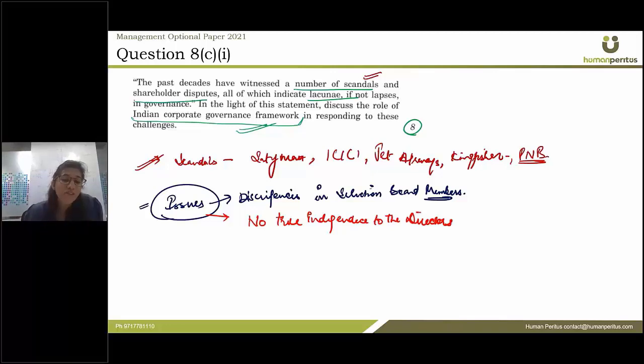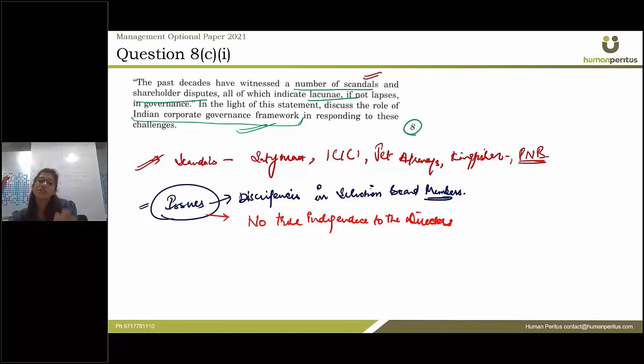See, there are various cases in the past where the decisions of the independent directors have been influenced by the promoters, or their decisions have been completely rejected by the promoters. Whenever independent directors try to protest against the various decisions of the promoters or the founders, they have either been suspended, rejected, or clearly asked to leave the organization. So there is no true independence for the directors.